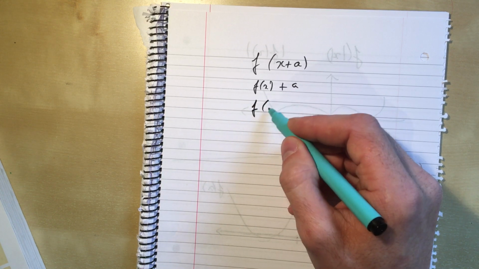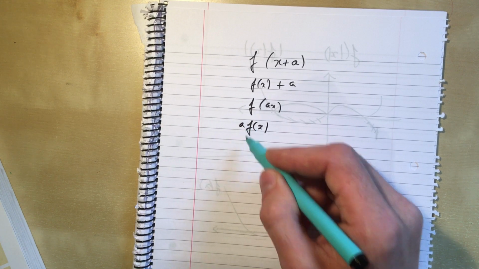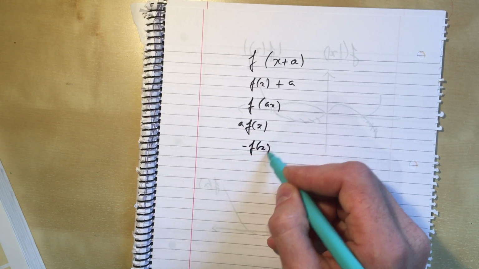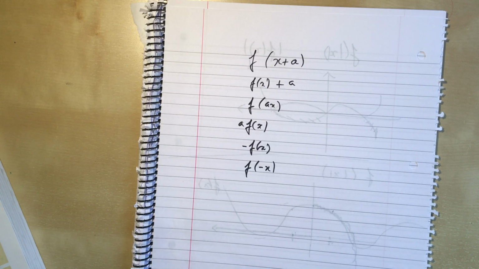You need to know f of ax, f of x times by a, minus f of x, and f of minus x. We need to know all those transformations, and guess what? They still work, even if you've got moduluses, sine functions, all the rest of it.